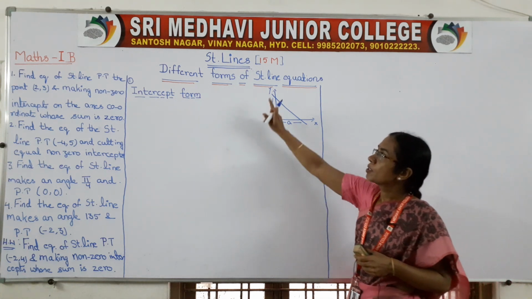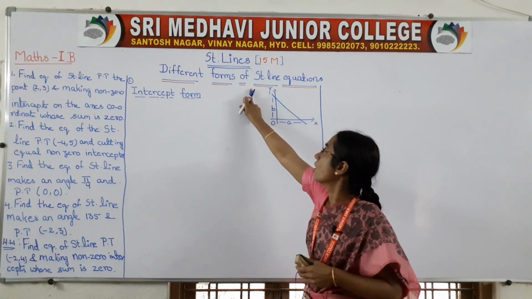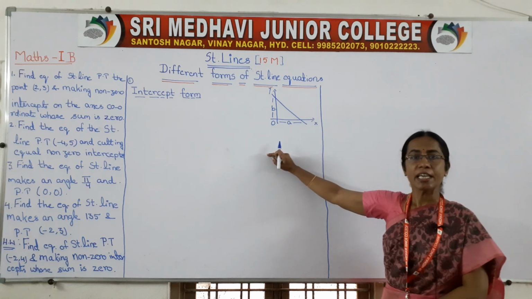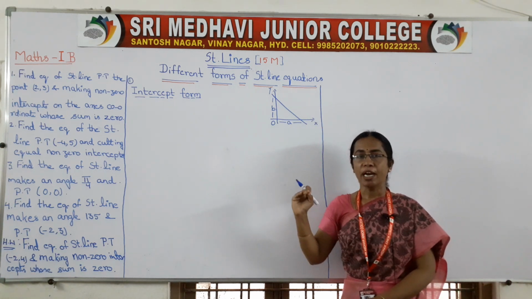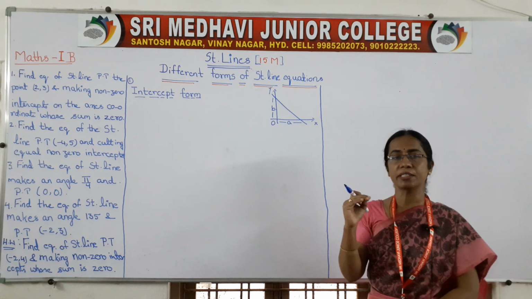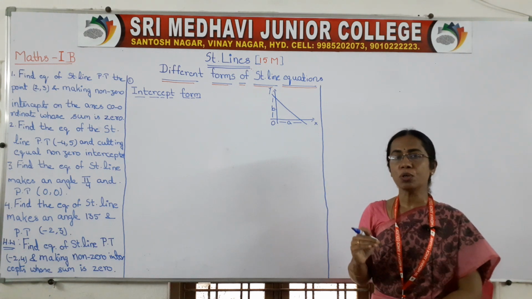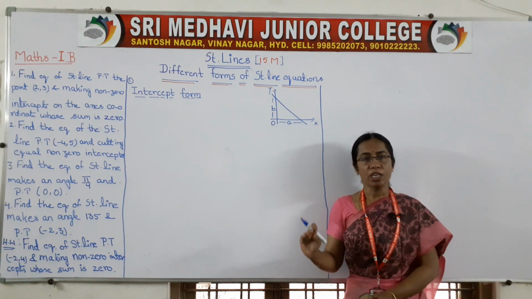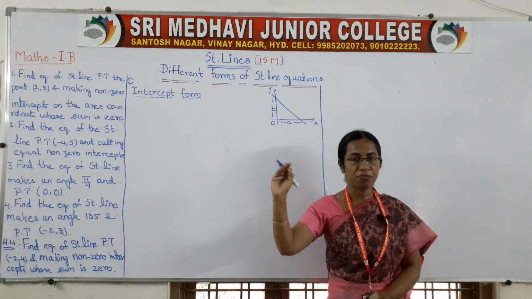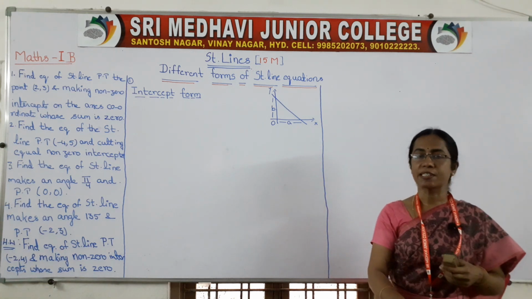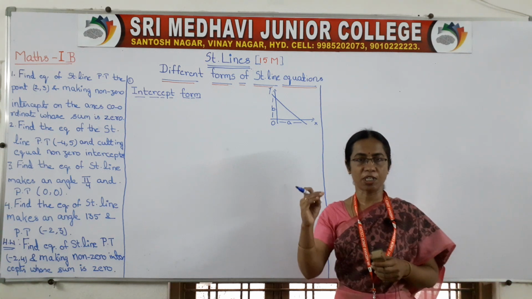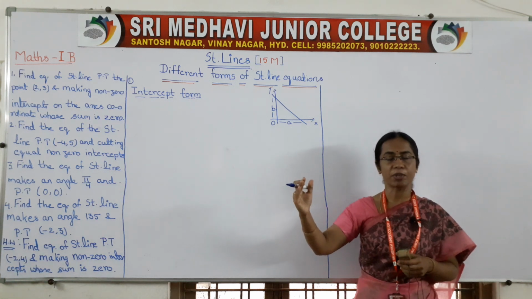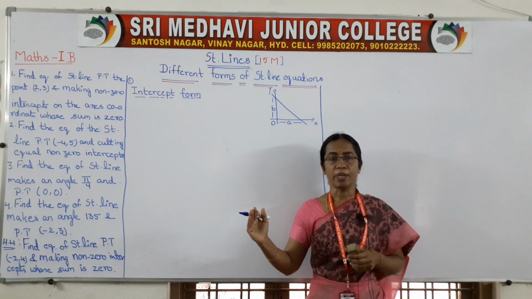In this class we will discuss the different forms of straight line equations. You can ask the question: Madam, you told us the general equation is ax plus by plus c is equal to 0, so how do different forms of straight line equations come? Actually, after simplification, every straight line equation will finally be in the form ax plus by plus c is equal to 0 only. That means first an x term will be there, next a y term, next a constant term.